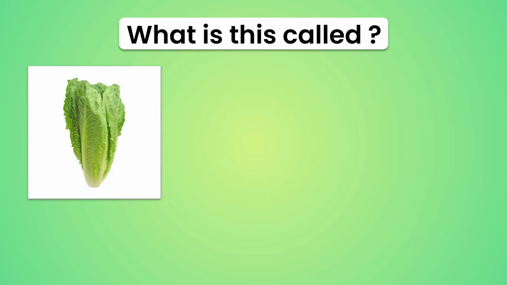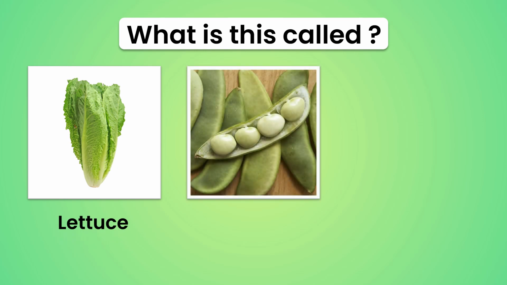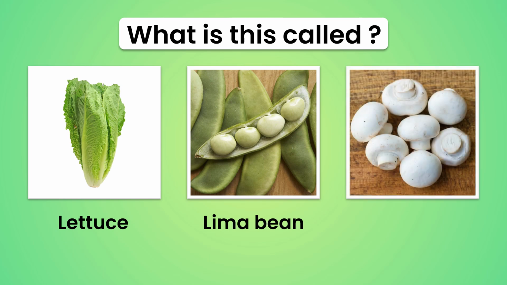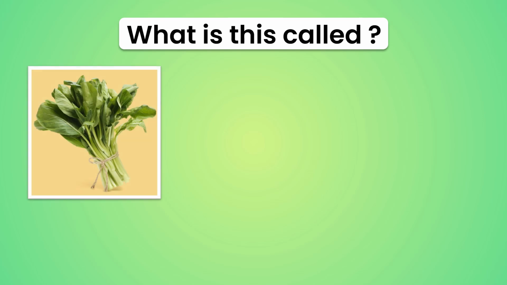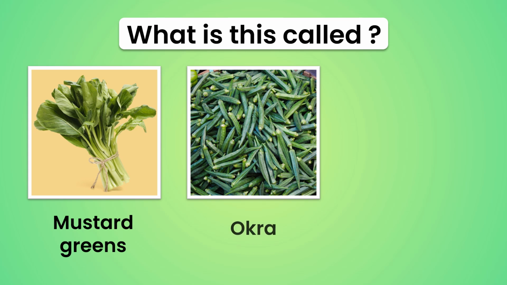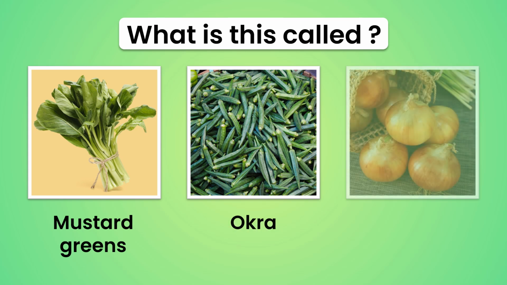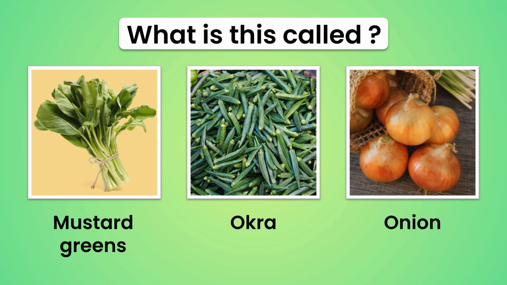What is this called? Lettuce, lima bean, white button mushroom. What is this called? Mustard greens, okra, onion.